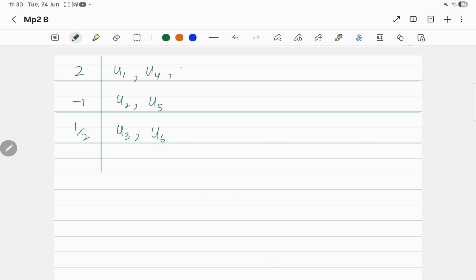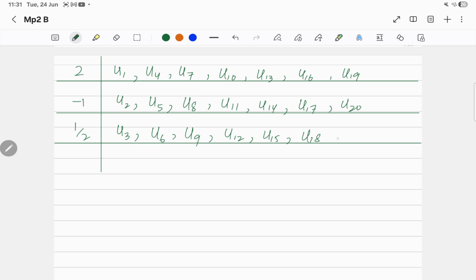So the next term u7 should be 2 if you follow the symmetry. u8 is minus 1, u9 is half. Then u10 is 2, u11 is minus 1, u12 is half. u13 should be 2, u14 is minus 1, u15 is half. u16 is 2, u17 is minus 1, and u18 is half. Then u19 is 2, u20 is minus 1, and that's it, because we need the sum of the first 20 terms of the sequence.